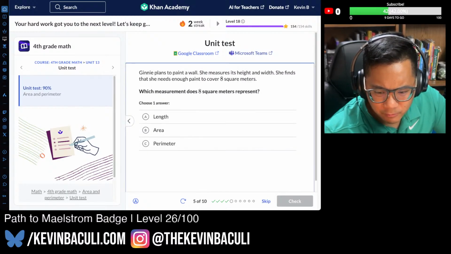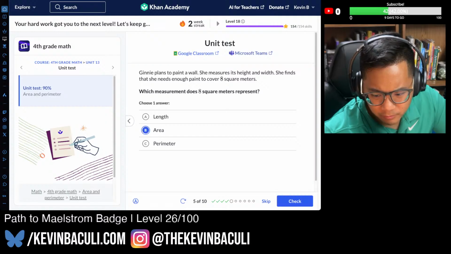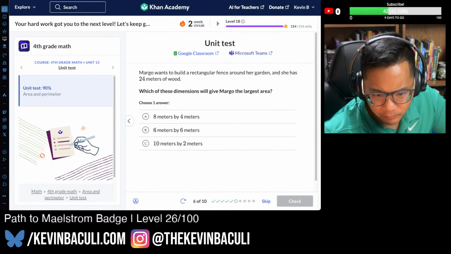Jenny plans to paint a wall. She measures the height and width. She finds that it needs enough paint to cover 8 square meters. Area. She has 20. That's 32. That's 36. That's 20.